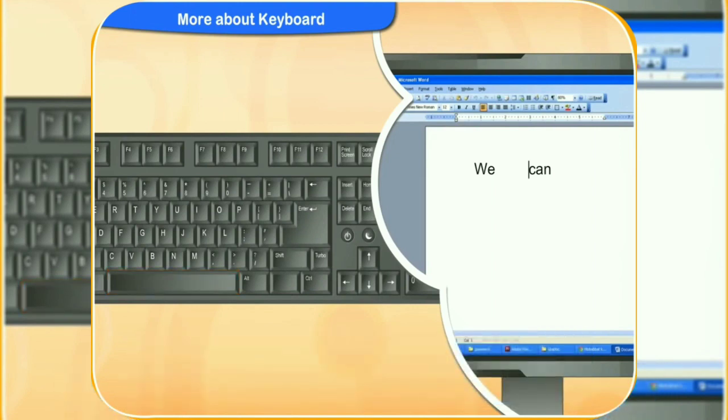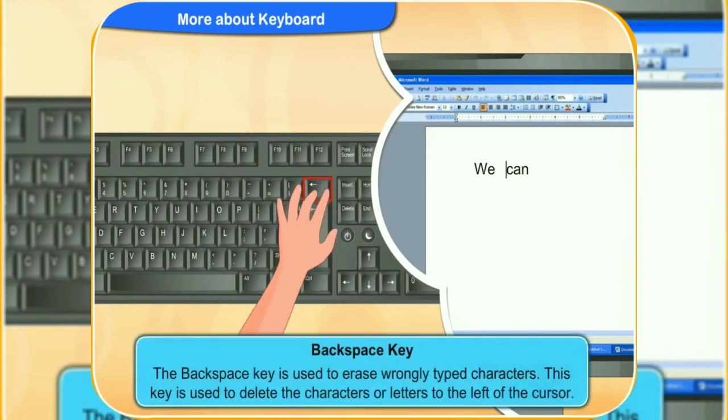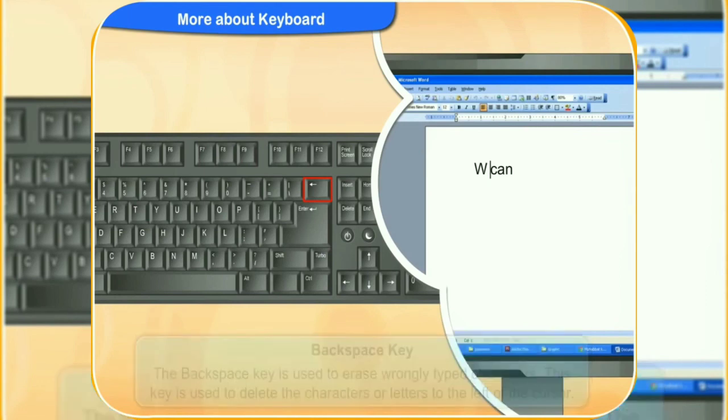Look at this key. It is the backspace key. It is used to erase wrongly typed characters. In case you make an error while typing, you can use this key to delete the characters or letters to the left of the cursor.